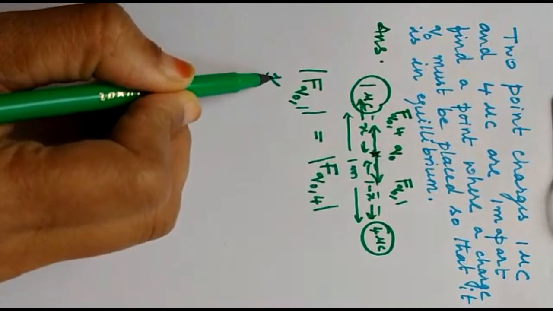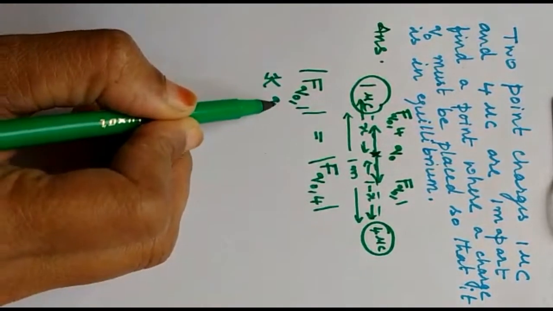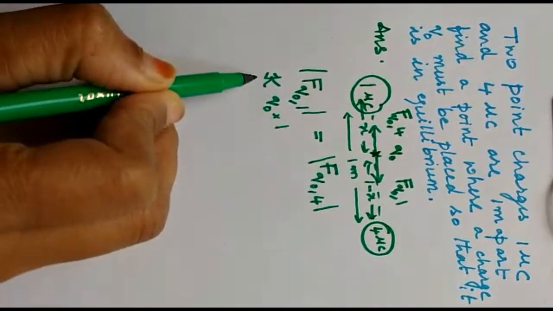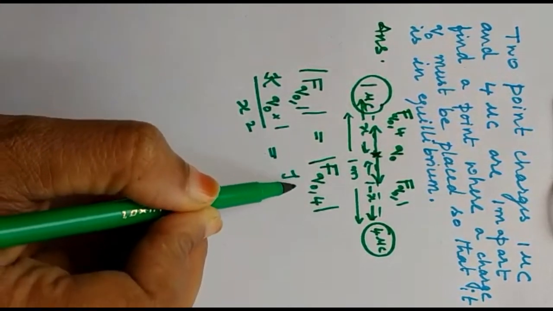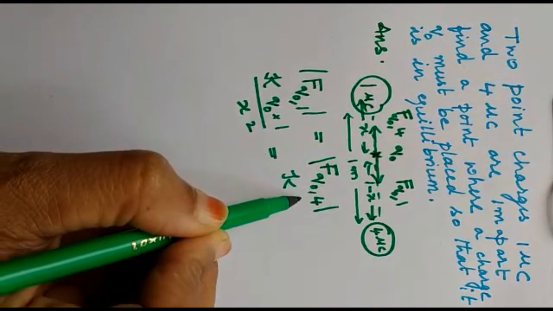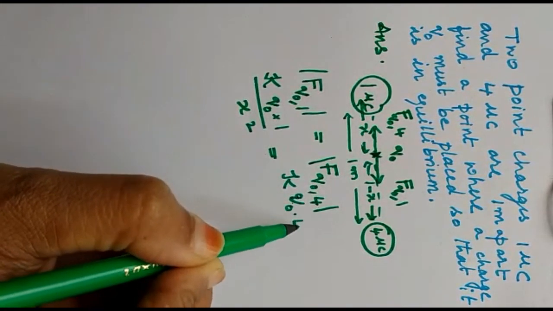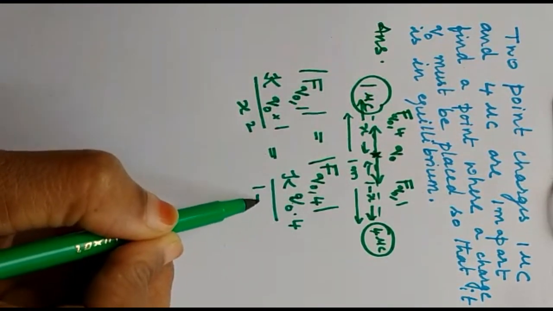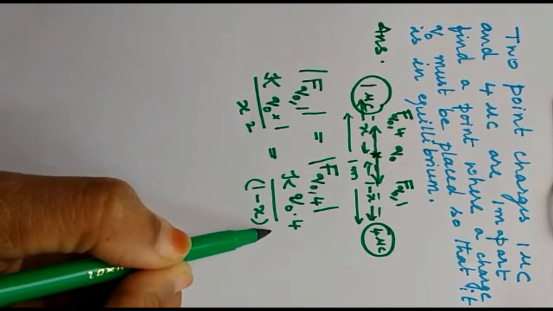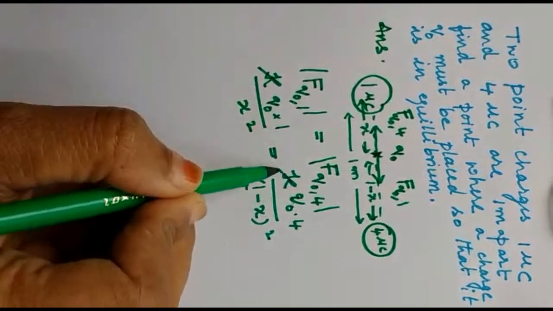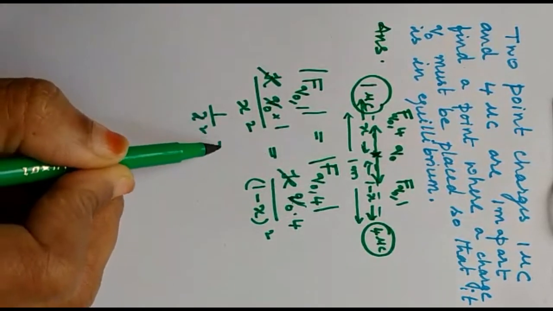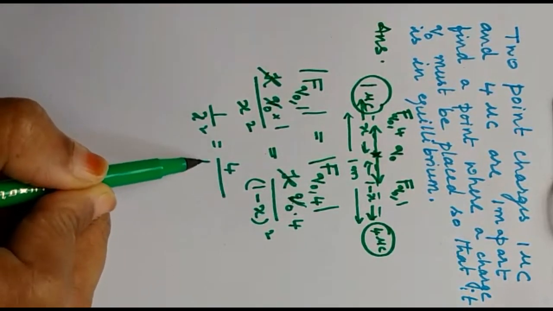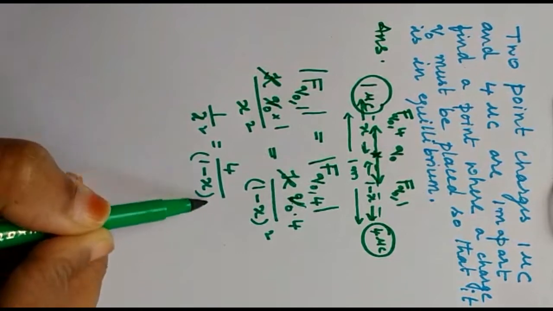So equate between Q naught and 1 microcoulomb. It's 1 by 4 pi epsilon naught, I'm writing it as K. K Q naught into 1 by x square should be equal to K Q naught into 4 by 1 minus x whole square. Cancel off the like terms. 1 by x square is 4 by 1 minus x whole square.